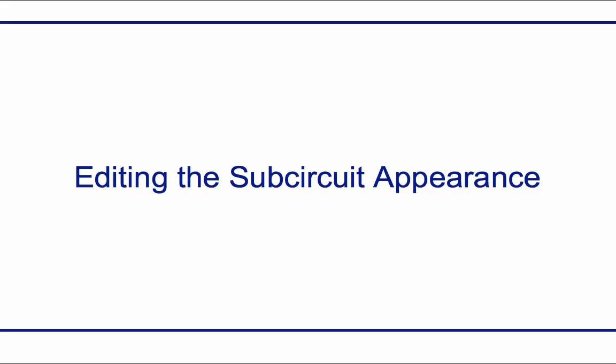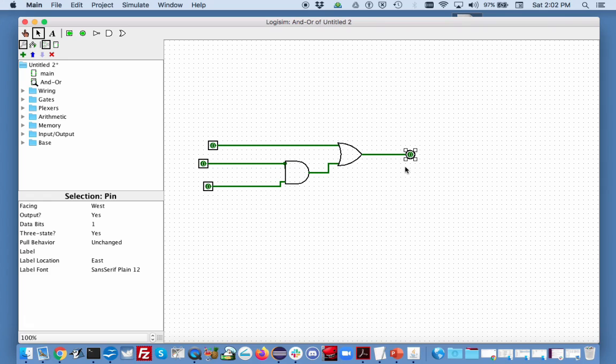Editing the subcircuit appearance. Now we want to edit how the subcircuit will appear when we instantiate it, use it, in another circuit. I found the default appearance to be inappropriate most of the time. So right-click on the subcircuit in the components list and select Edit Circuit Appearance.